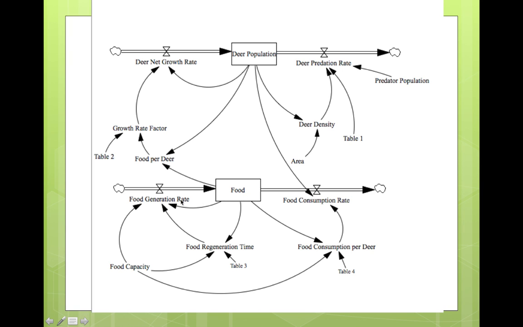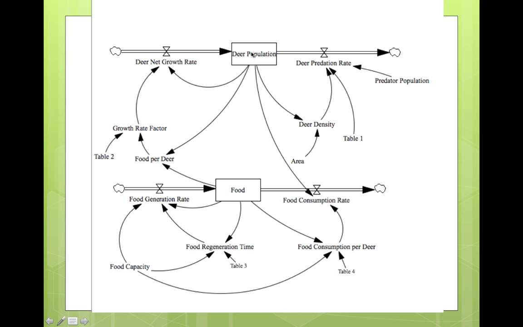Food is also a stock, so it's got an in and an out. The way food grows, it's a natural preserve, so there's an ability for vegetation and other food sources of deer to regenerate naturally, so there's a capacity in the reserve to generate food, and that's how the source of food gets into the picture. Then the consumption, the negative side of food, is the consumption by deer, which is of course driven by the deer population, and that's how the cycle works.